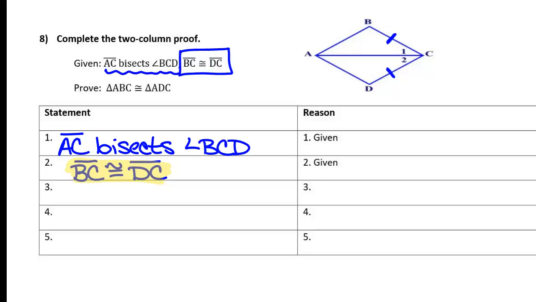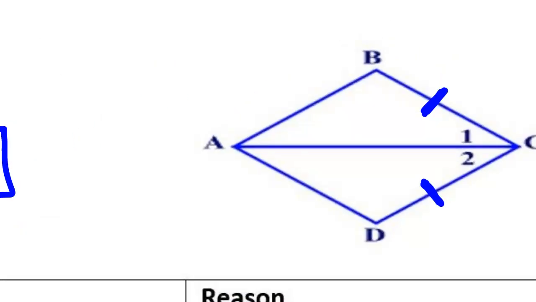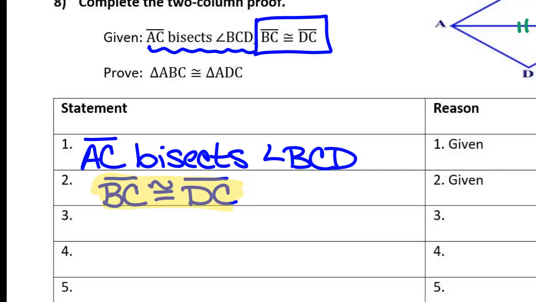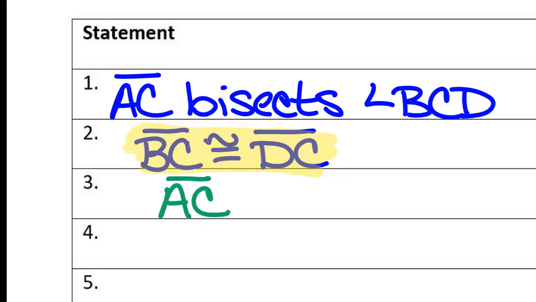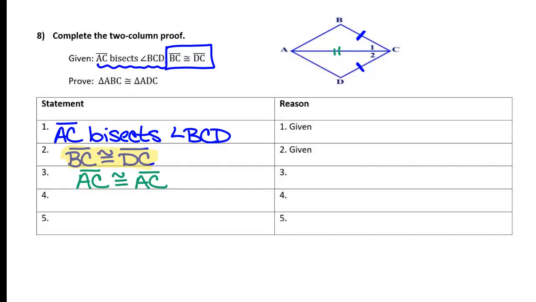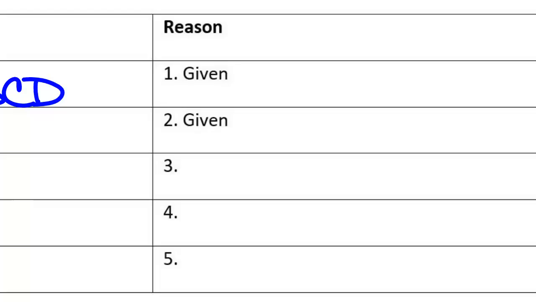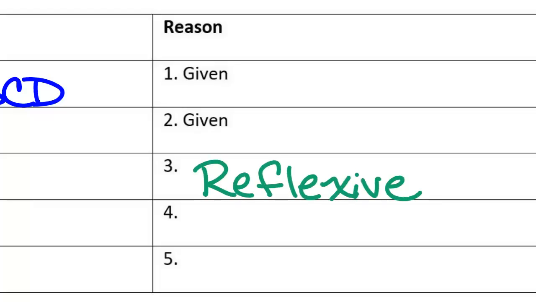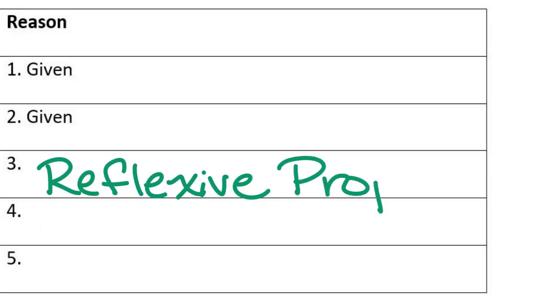Is there anything in the picture that we are allowed to mark without being told? Shared side. What is my shared side? AC. So I can say AC is congruent to AC. What reason can I use for that? Reflexive property, yes. Reflexive property.